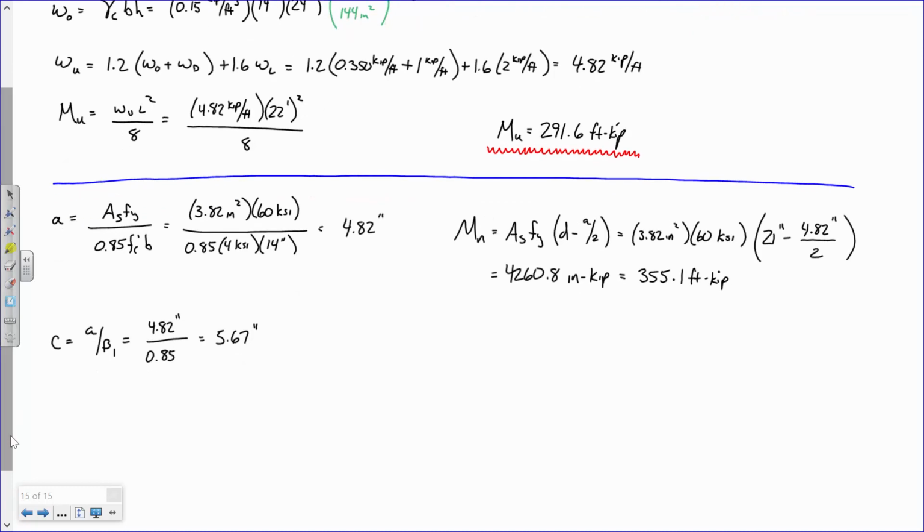Okay. So the next thing we've got to compute is our strain in our steel. How do we do that? 0.003 times, there we go, similar triangles. So 0.003, 21 inches minus 5.67 inches divided by 5.67 inches. What does that come out to be?